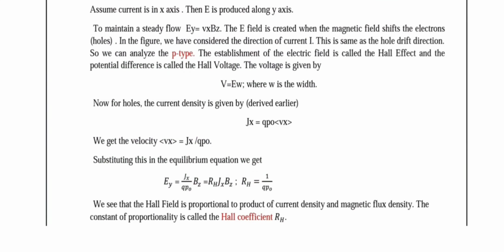Assume current is in the x-axis. The electric field is produced along the y-axis. To maintain a steady state flow, Ey is equal to Vx Bz. The electric field is created when the magnetic field shifts the electron or hole. In the figure, we have considered the direction of current I, which is the same as the hole drift direction, so we can analyze the p-type. The establishment of the electric field is called the Hall effect, and the potential difference is called the Hall voltage. The voltage is given by V is equal to E into width.